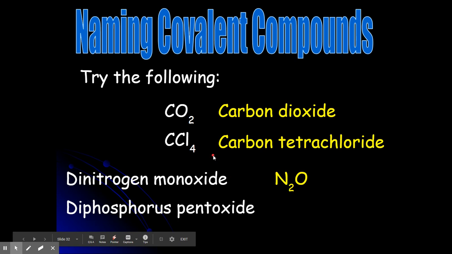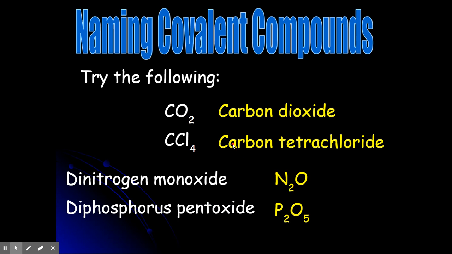And then we have diphosphorus pentoxide. So you got phosphorus, which hopefully you know is P. You got oxide, which means oxygen, which is O. So you have diphosphorus, so it's P2. And then pentoxide, which is O subscript 5. P2O5.